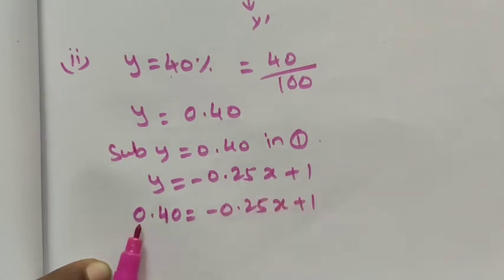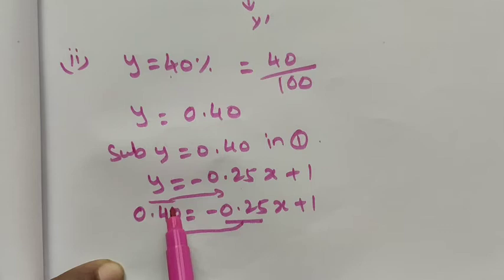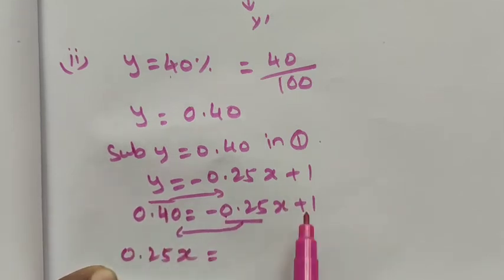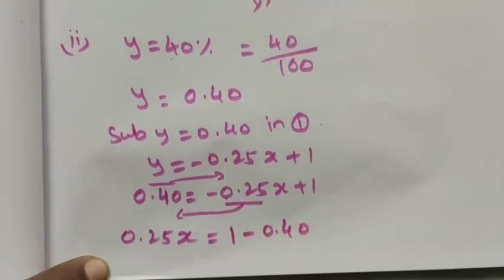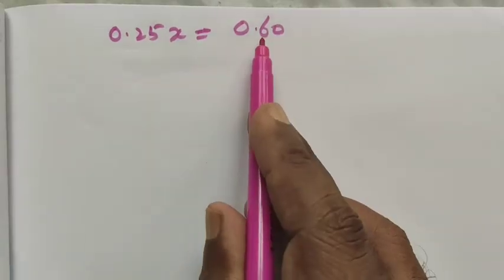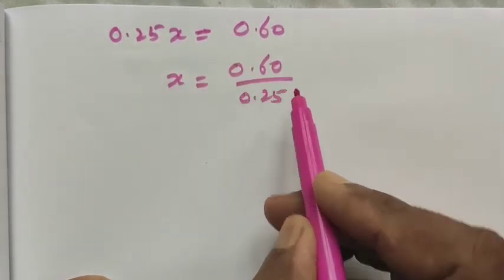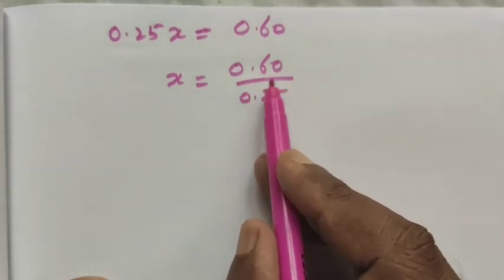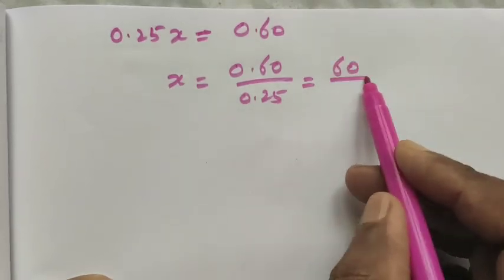I take this 1 to another side, or otherwise I take this term to this side, and then 0.40 take it to another side. We get positive value. Here we have 1 minus 0.40, which is nothing but 0.60. Let's take it as x value: 0.60 divided by 0.25. See, here we have 2 decimal places, means we get 60 divided by 25.